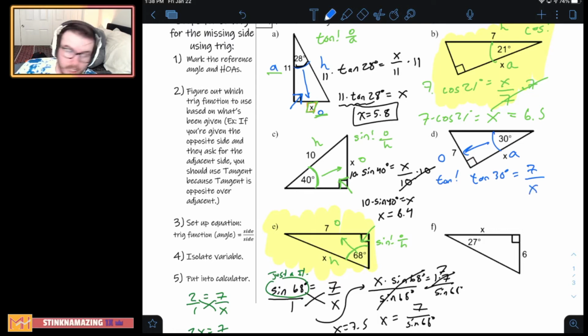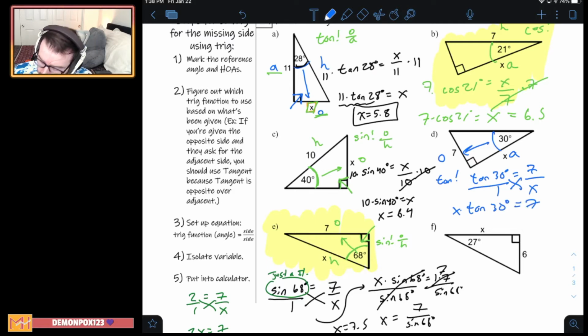Here's another moment where X is in the denominator, so it becomes a cross multiplication. The only reason I'm cross multiplying is so that I can get X out of the denominator. I don't like it there. It's buried down there. That's not what we want. So then we divide by tangent of 30. X equals 7 divided by tangent of 30 degrees.